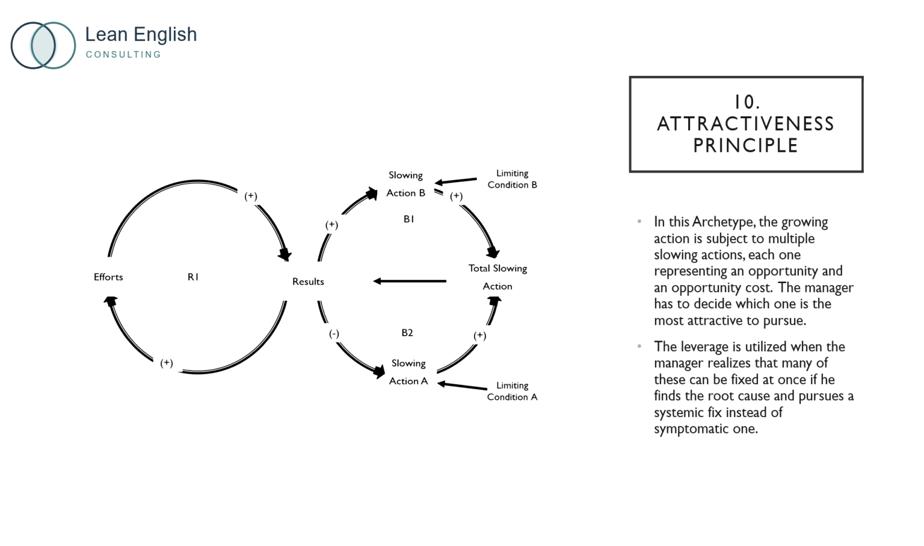Attractiveness principle identifies a growing action that is subject to multiple slowing actions, each one representing an opportunity and an opportunity cost. Opportunity cost refers to the potential profit provided by a missed opportunity, the result of choosing one alternative to another. The manager must decide which one is the most attractive to pursue.